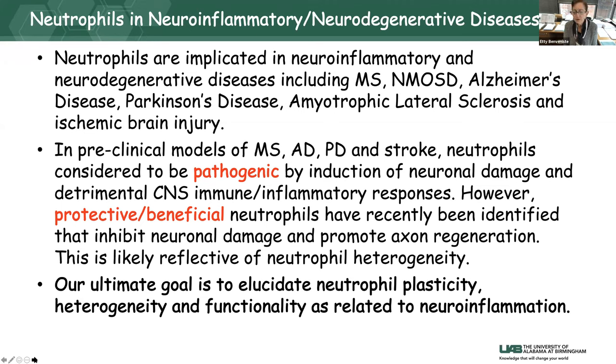So in preclinical models of MS, Alzheimer's, Parkinson's, and stroke, neutrophils are considered to be pathogenic by induction of neuronal damage and detrimental CNS immune and inflammatory responses. However, Ben Siegel's group from Ohio State has identified protective and actually beneficial neutrophils that can inhibit neuronal damage and actually promote axonal regeneration. And these different functionalities certainly are reflective of neutrophil heterogeneity. So our ultimate goal is to elucidate neutrophil plasticity, heterogeneity, and functionality as related to neuroinflammation.